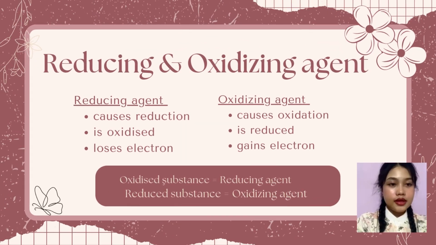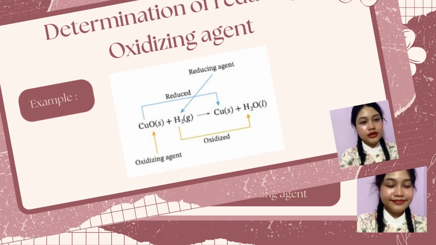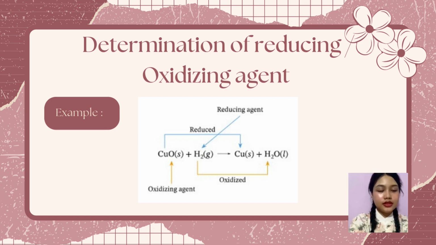In a redox reaction, there are 2 important species which are called the reducing agent and the oxidizing agent. A reducing agent is a species that is oxidized itself and acts as an electron donor. Meanwhile, an oxidizing agent is a species that is reduced itself and acts as an electron acceptor. The second example is the reaction between ammonia, NH3 and bromine gas Br2.